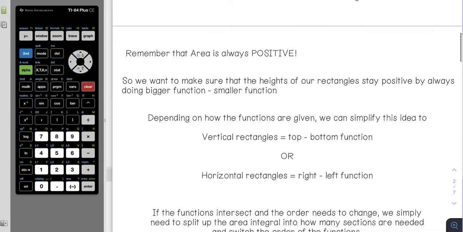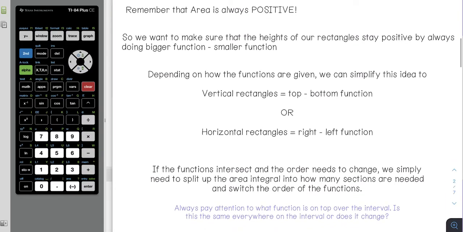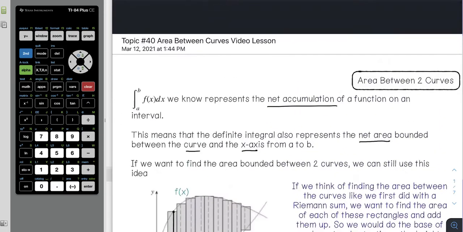So we always want to remember some things about area, right? Area is always positive, so we want to be careful that we're not getting any sort of negative answers out of it. That means that we set it up wrong. So in order to make sure we always have positive area, we want to make sure that the heights of our rectangles stay positive. And we're going to do that by having the bigger function minus the smaller function.